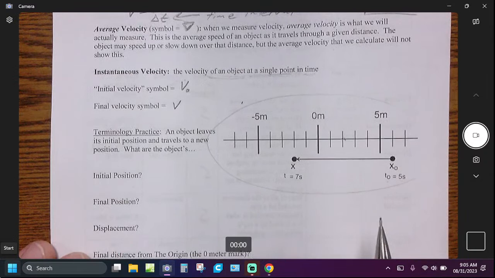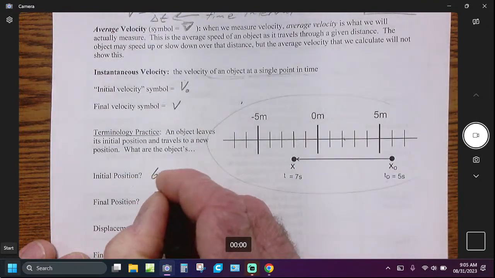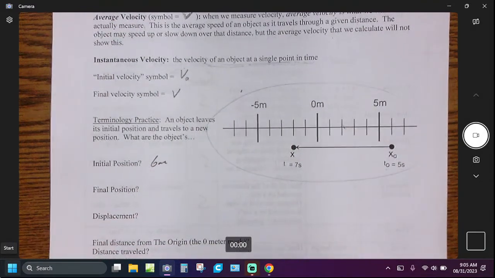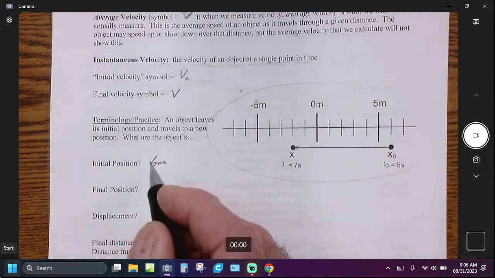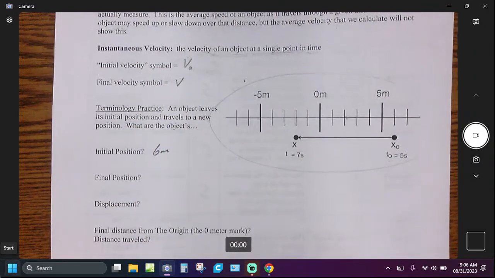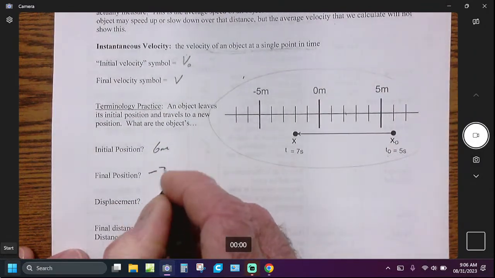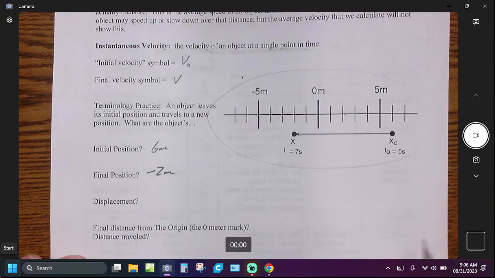What's the initial position? You can just blurt it out. 6 meters. Yeah, x0 is right there. So that's the initial position, 6 meters. And if you really want to emphasize it's positive 6, not negative 6, you could write positive 6, but that'll just be assumed unless you have a negative there. Final position is what? Negative 2. Negative 2 meters. And displacement, or change in position.